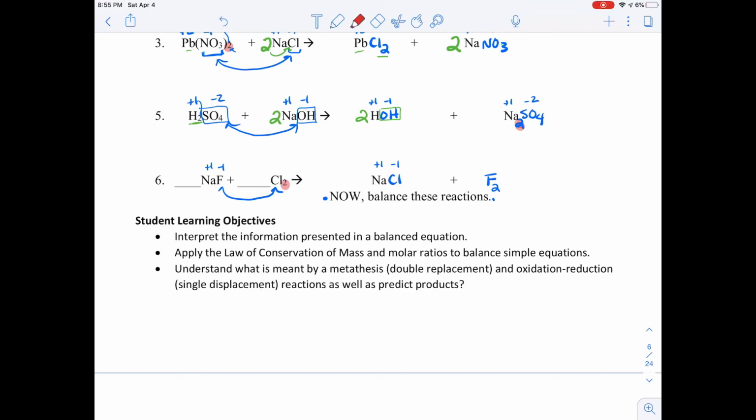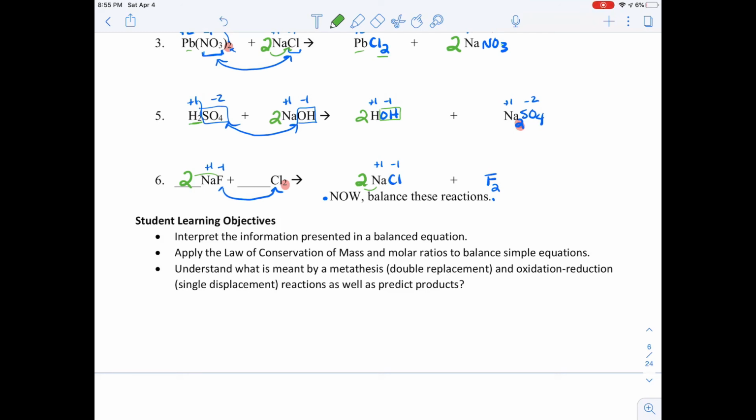Now I'm going to look for a 2. Here's a 2 right there. So I'll put a 2 here. That fixed my chlorine, and now I need to fix my sodium. And then that's my sodium, so I've got to check my fluorine. He's good. All right, I'm balanced.